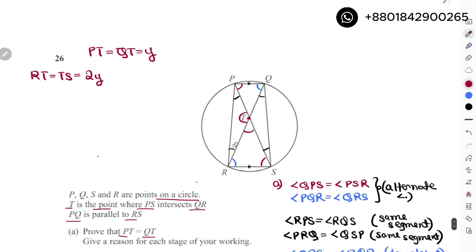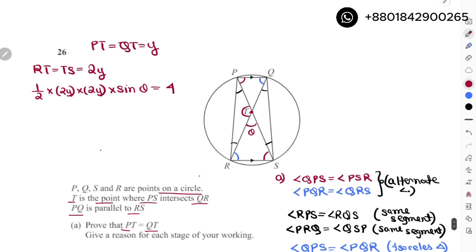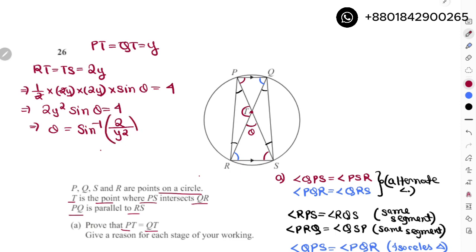If this is 2y, this is my angle theta. Then I can write the formula half times 2y times 2y times sine theta, which equals the total area of this triangle, which was 4. It was already given in the question. Now the 2 and 2 cancel out. You have 2y square sine theta equals 4, and from there if you make theta the subject, it will be 4 over 2y square. That will eventually be 2 over y square, and then again sine inverse. So this is your expression.